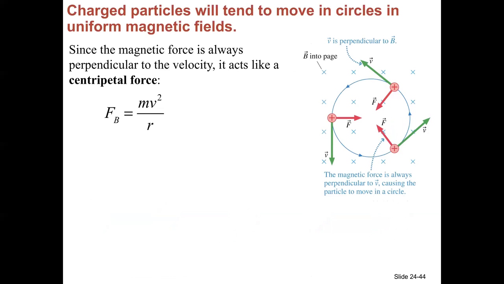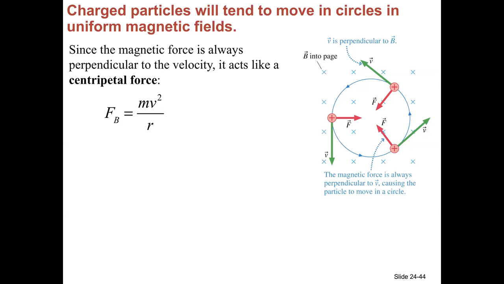If you look at this situation here, we now have the magnetic field pointing into the page, meaning away from our faces. And we give a positive charge a kick in the downward direction. Since the force is always perpendicular to the velocity, magnetic forces tend to make charged particles move in circles. And if the magnetic field is uniform in strength and direction, it can be perfect uniform circular motion.